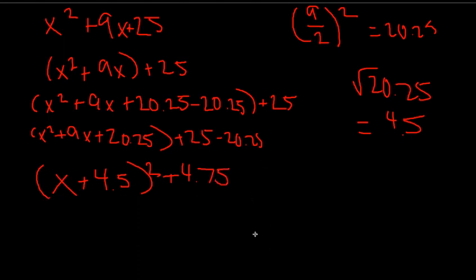The vertex in this case would be located at negative 4.5, since this is x minus h, but since it's a plus value, it's negative 4.5, comma, 4.75. And that's it. All right, so now I'm going to go over a standard form equation which has a different a value at the front that isn't equal to 1.